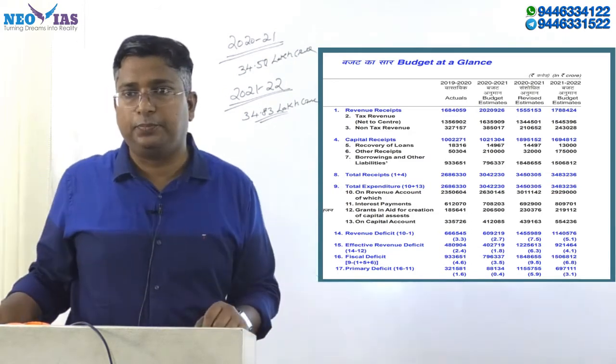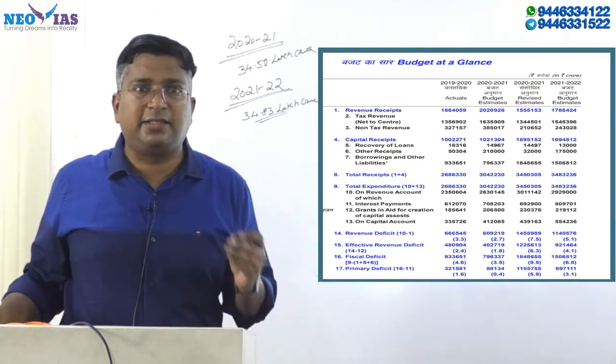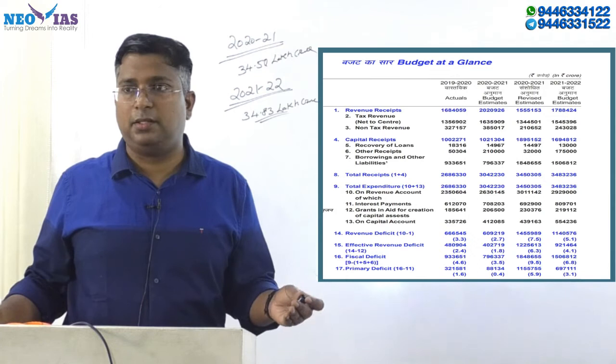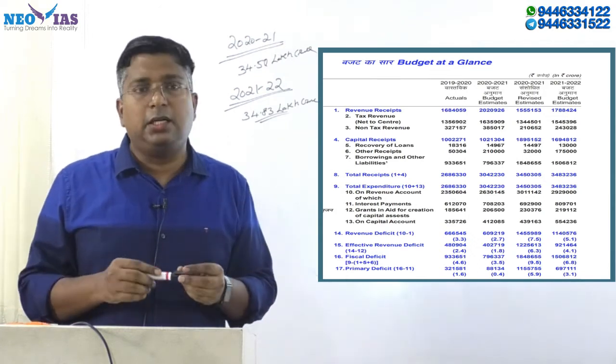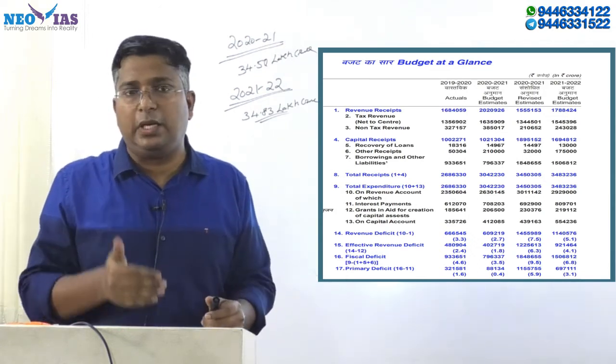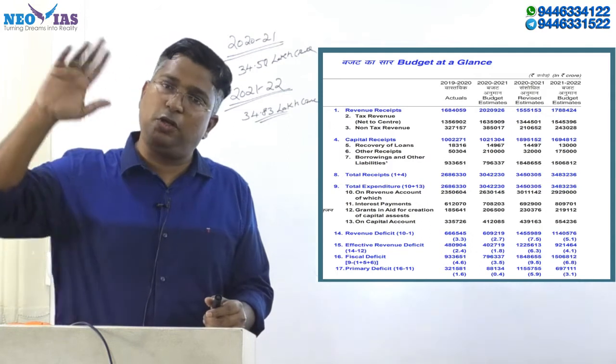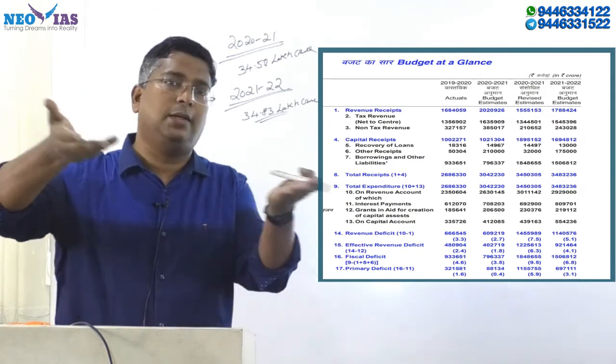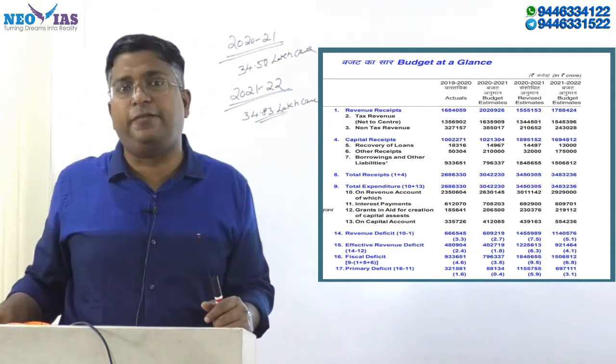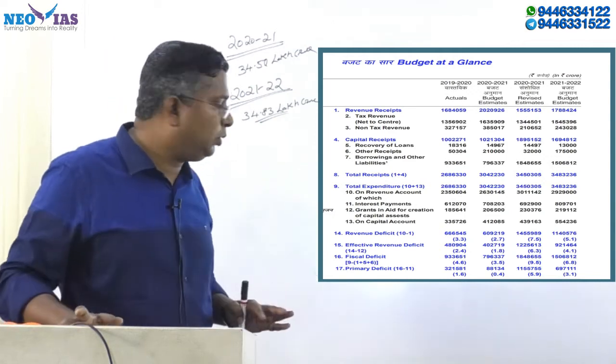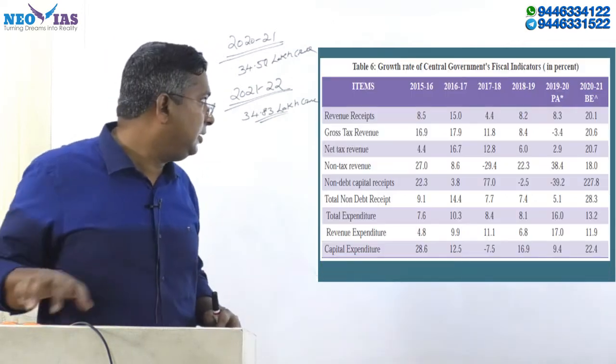We have discussed this, but since it's a fact, you will forget. I'm just saying that between the revised estimate of 2020-21 and the budget estimate of 2021-22, the total expenditure is almost the same. There is no big difference. That you need to note down. Rest everything we have discussed earlier.